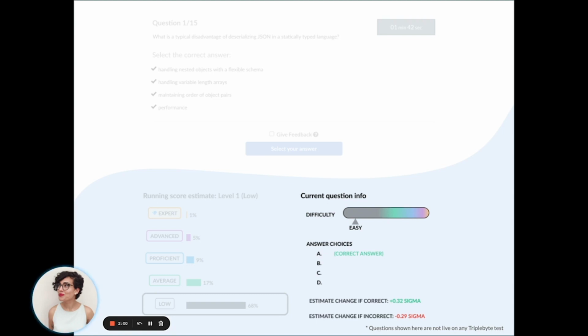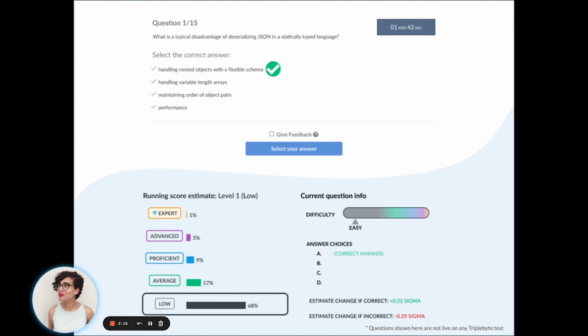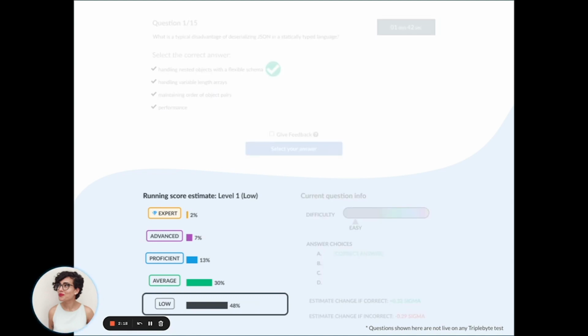Since this is the first question on the assessment, it's pretty easy, but because the test is adaptive, the questions become easier or more difficult depending on how the candidate answers. We can also see how a right or wrong answer on this question would adjust our estimate of the candidate's skill. So let's imagine that the candidate gets the question correct, which increases our score estimate. Chances of the candidate scoring low go down, and chances for a proficient, advanced, or expert score go up. Since this is only one question, the chances really only go up a little bit.